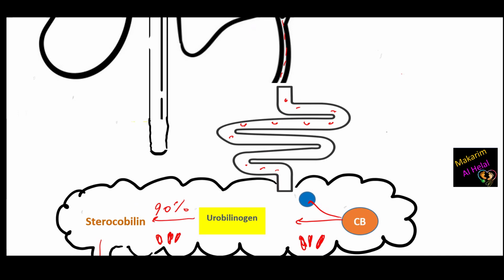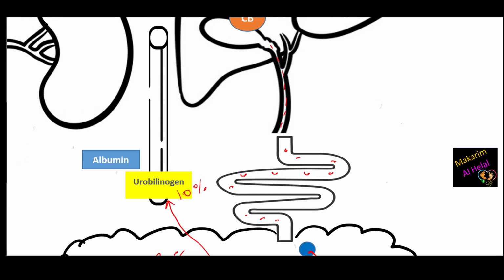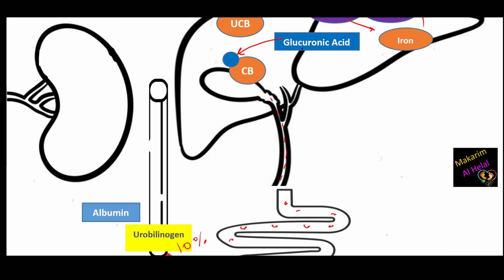What about the 10% of urobilinogen? The 10% is going to be recycled into the blood. And as we know, urobilinogen is lipid soluble. Lipid soluble substances need to be carried around by protein. This is albumin, carried with urobilinogen in the blood to recycle.